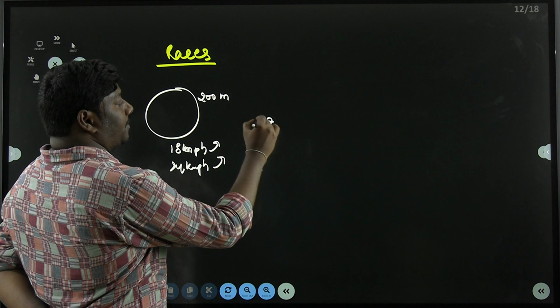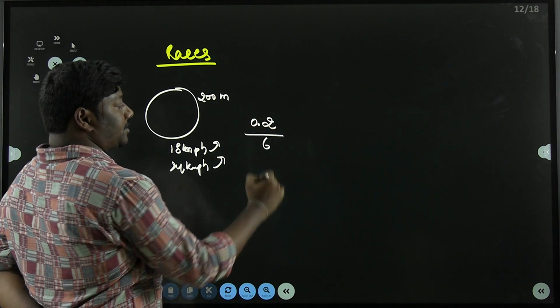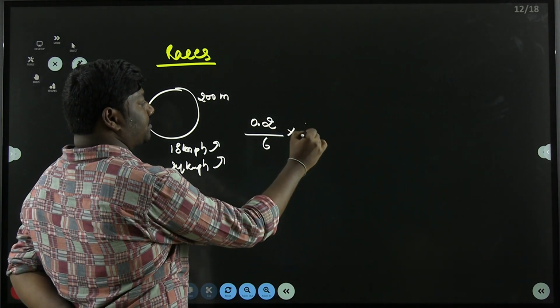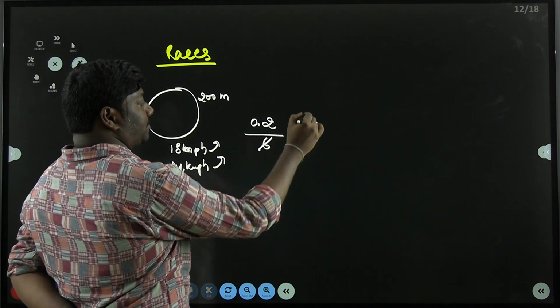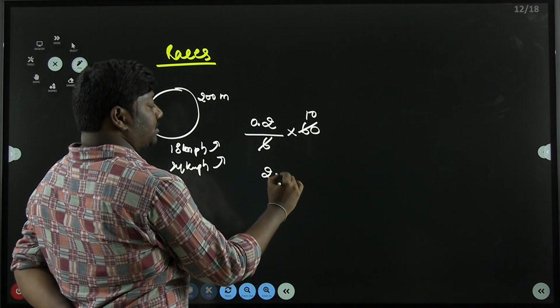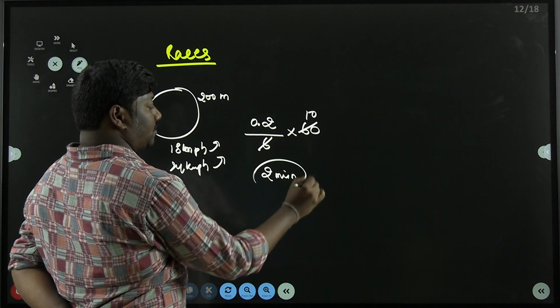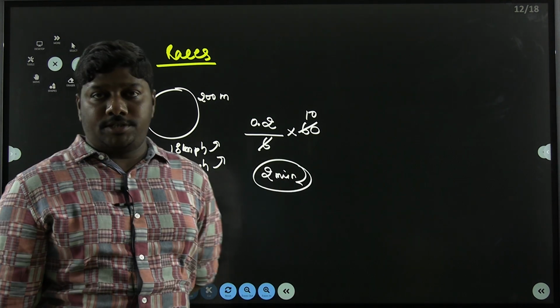So you can simply say 0.26, this many hours. Convert it into minutes, multiply by 60, so you can say it is 2 minutes. So it takes simply 2 minutes.